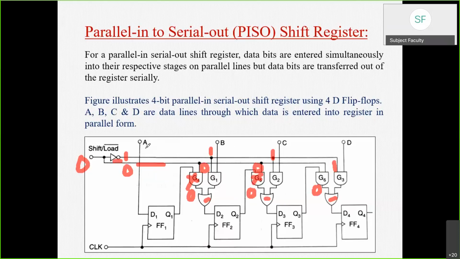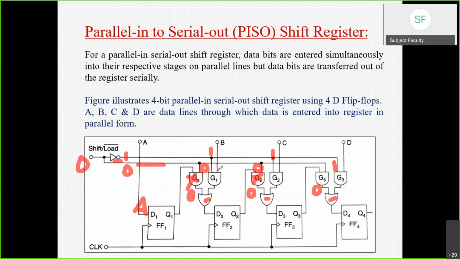If you observe these data bits A, B, C, D, A is directly connected to the first input of flip-flop 1. The input of flip-flop 1 is directly fed with A, so A will directly come in here. Now observe this combinational circuit. G4 is disabled, which means its output is 0. So one of the inputs of this OR gate is 0.